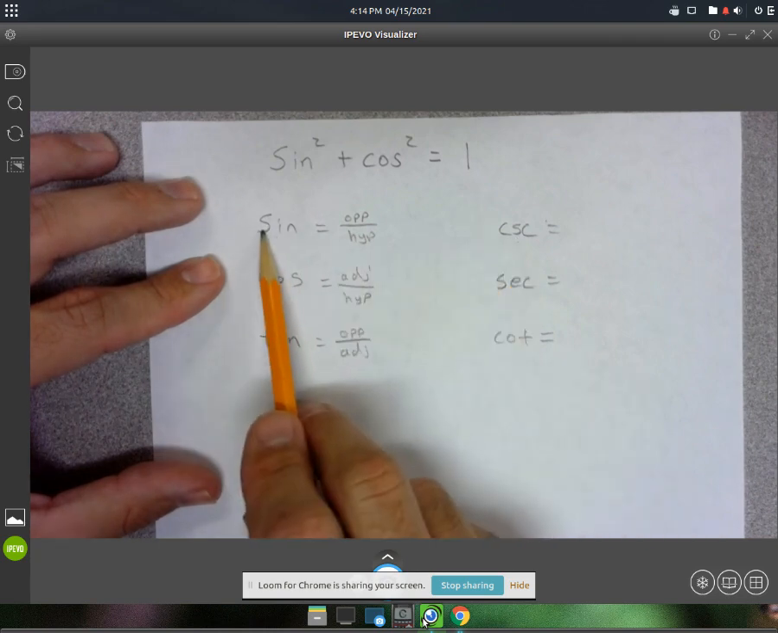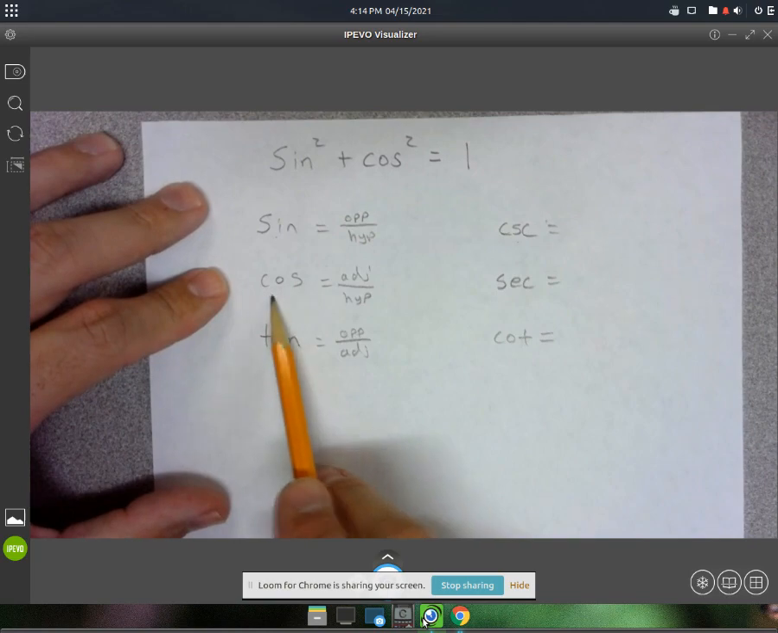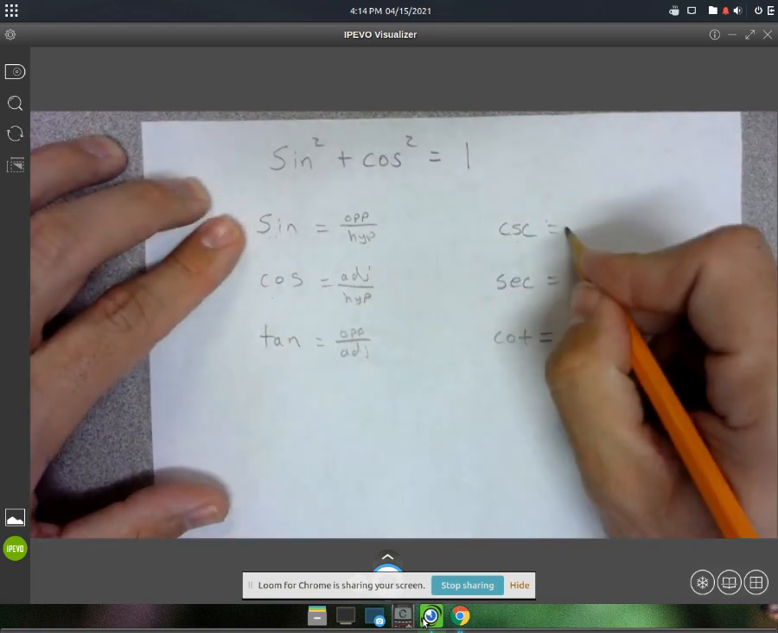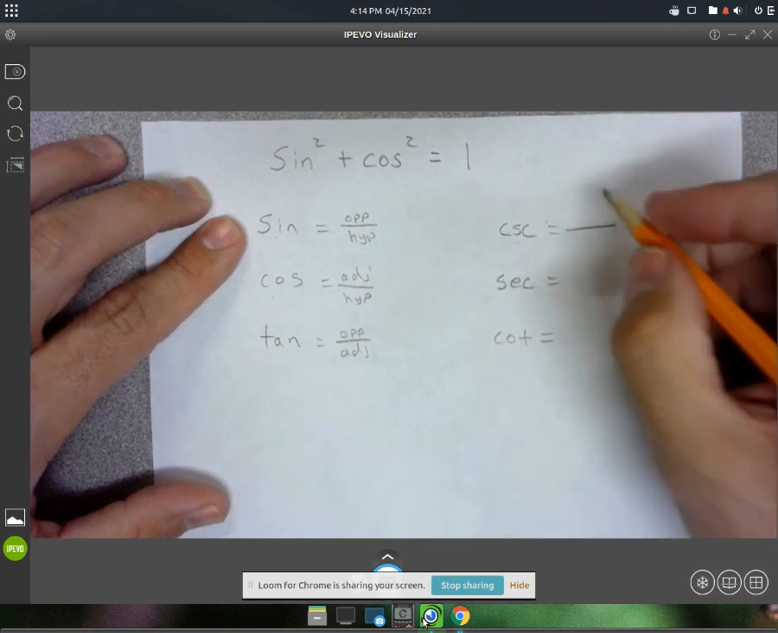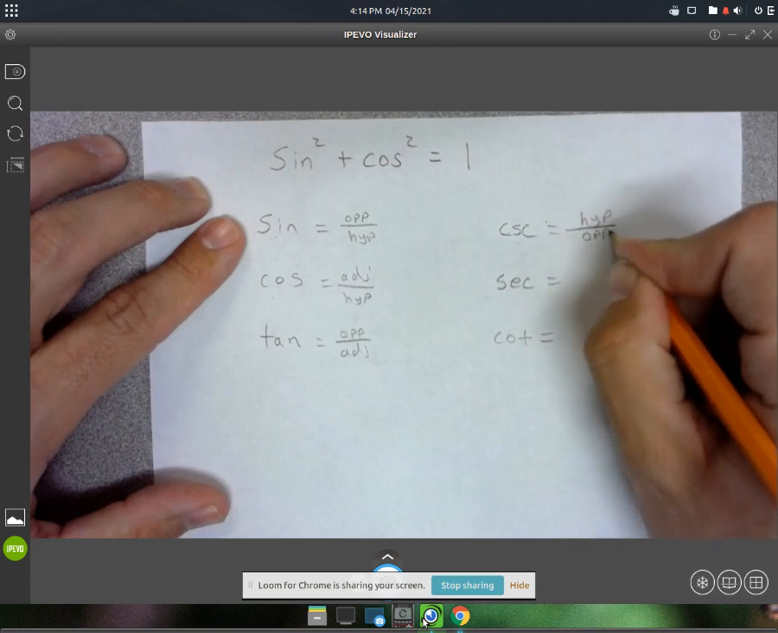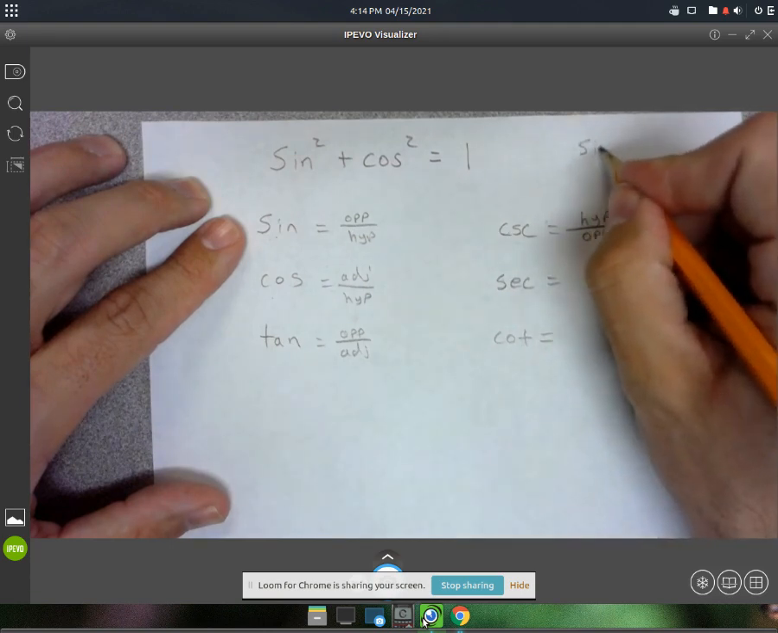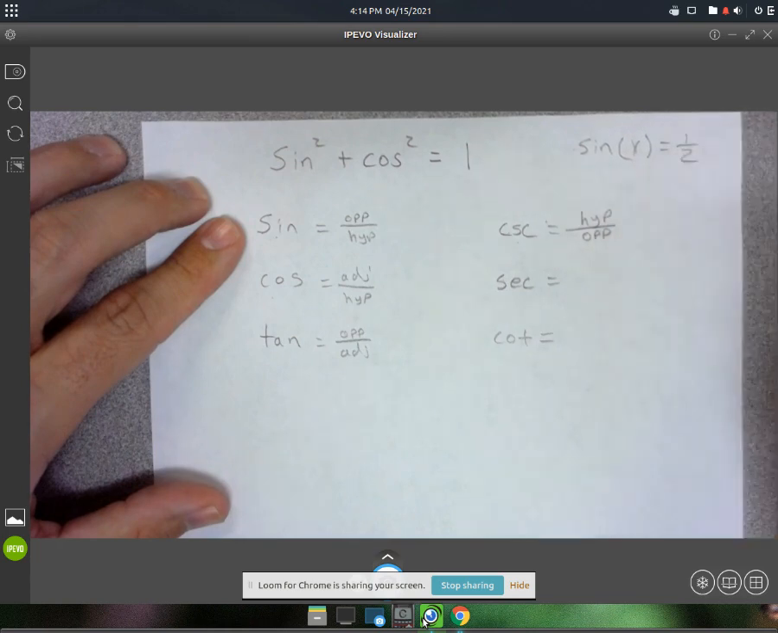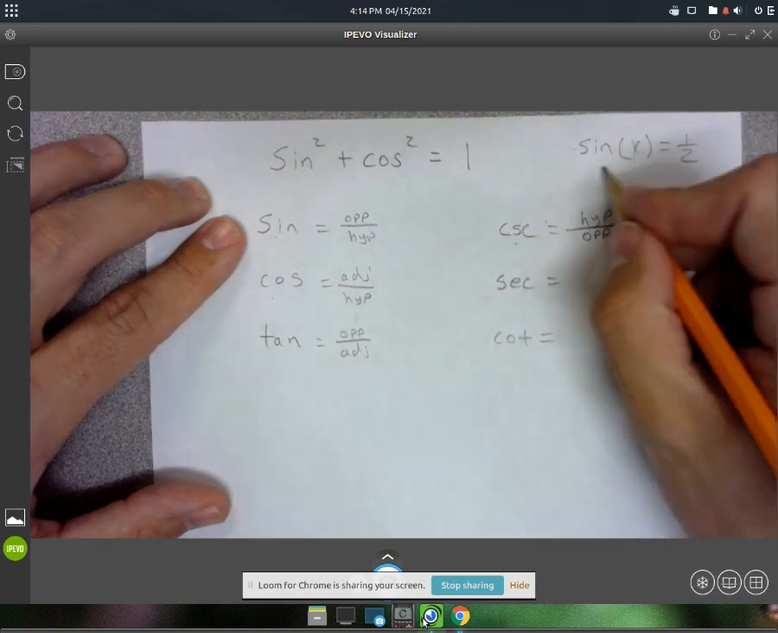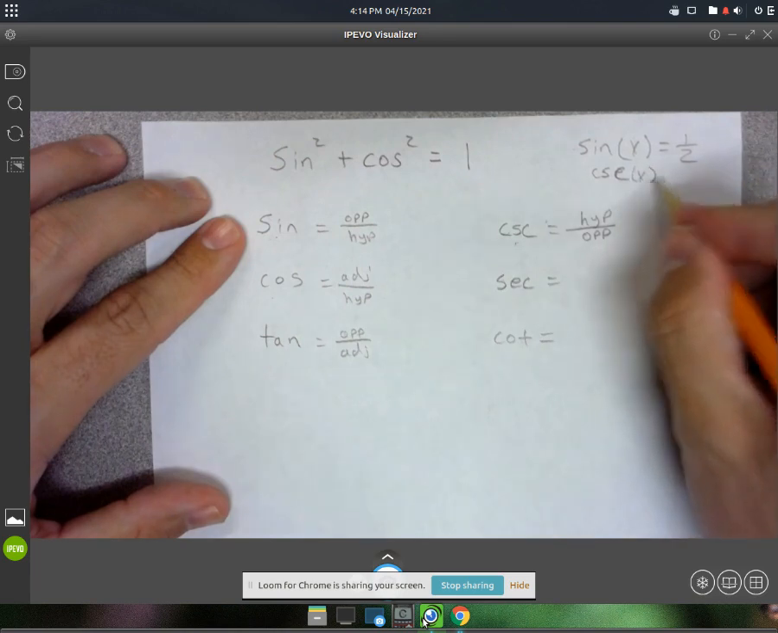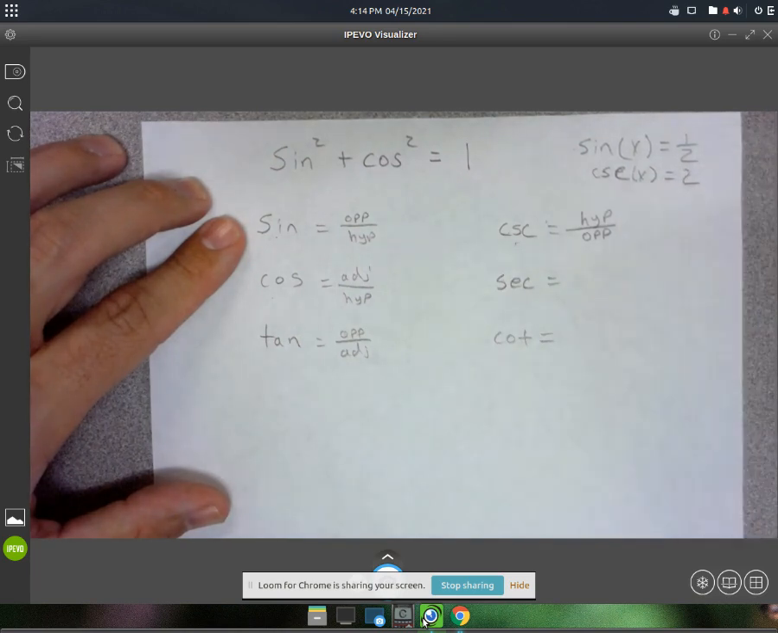Sine and cosecant are reciprocals of each other. I know it's kind of backwards from the names. You would think that cosecant and cosine would be related, but it's not. Sine and cosecant are reciprocals of each other. So instead of it being opposite over hypotenuse, it's hypotenuse over opposite. So if they say, hey, sine of x is equal to 1/2, and they expect you to know what cosecant is, well, cosecant of x would just be the reciprocal, so it would be 2.